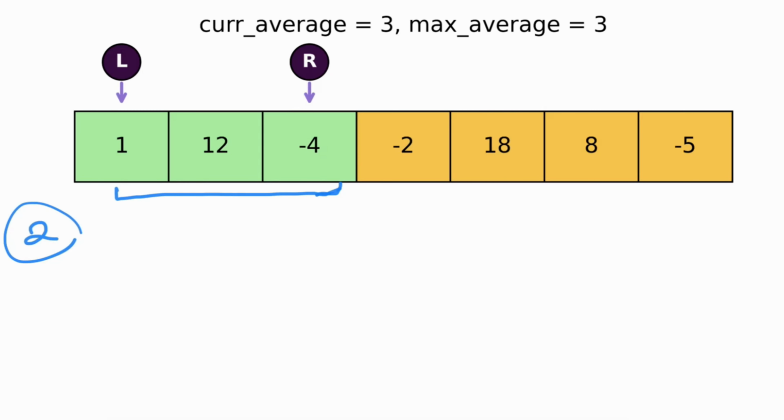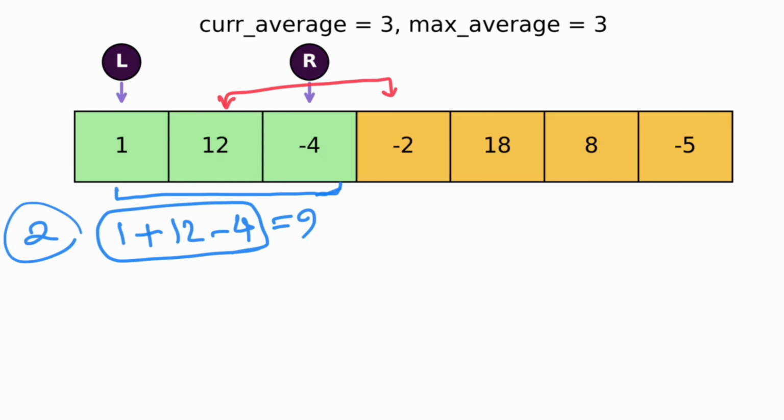We find the summation of the first window, which here is 1 plus 12 minus 4, and we have 9. When we are moving to the next window, where left is here and right is here, what will happen? We can see that each time we lose the value at the previous left, and we add the value at the current right.